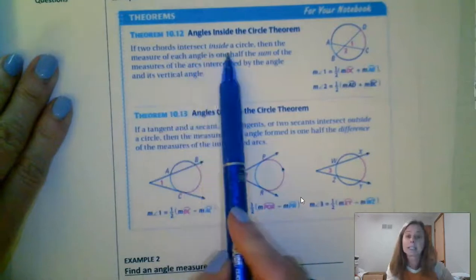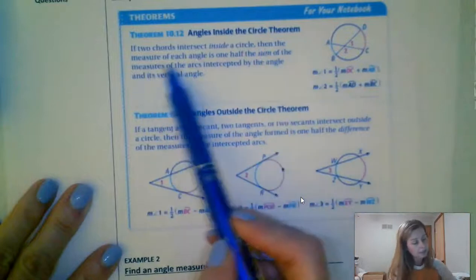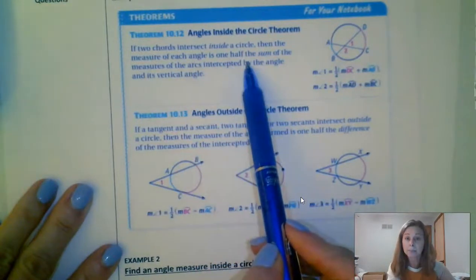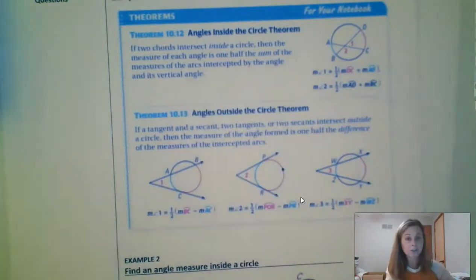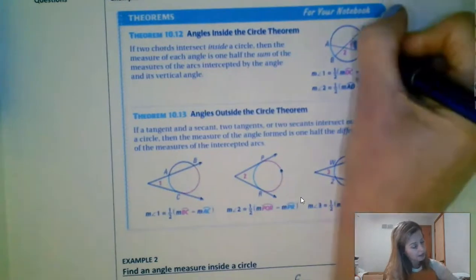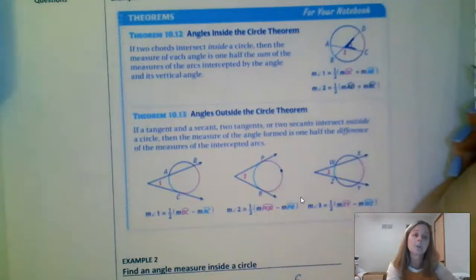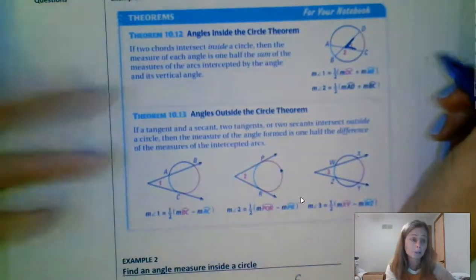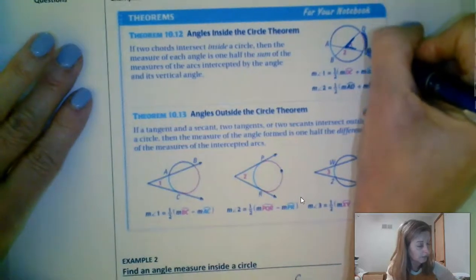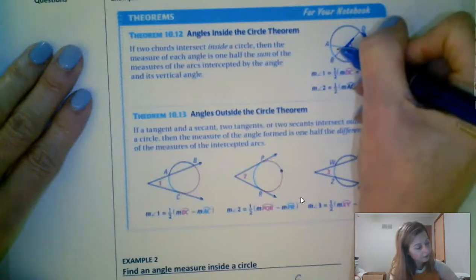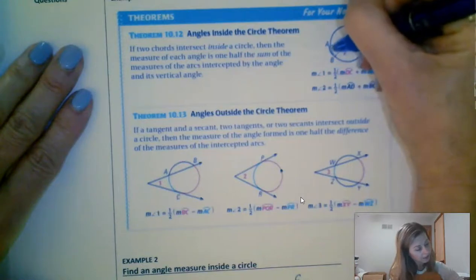If two chords intersect inside a circle, of course you can see I've got 4 angles formed, then the measure of each angle is 1/2 the sum of the measures of the arcs intercepted by the angle and its vertical angle. So let's use some colors again here. All right, so angle 1, I'm going to kind of darken in blue. So I want you to find the arc that goes with angle 1. So arc DC right here is the intercepted arc of angle 1. And then the vertical angle to angle 1 is where I put my blue dot. Its intercepted arc is AB.